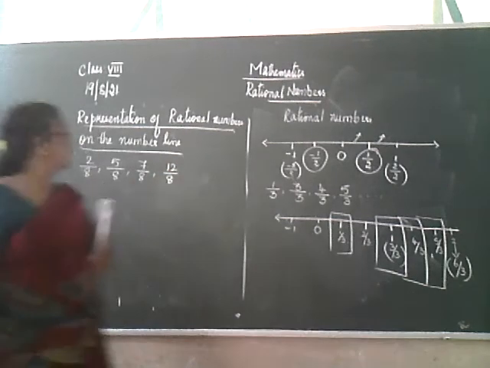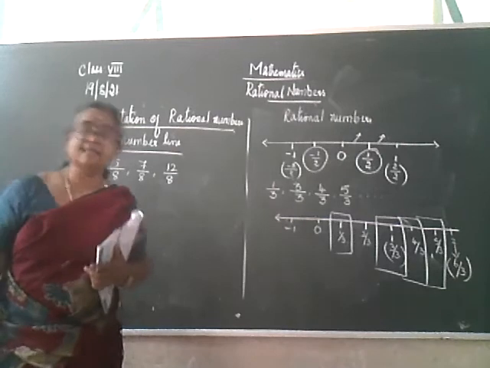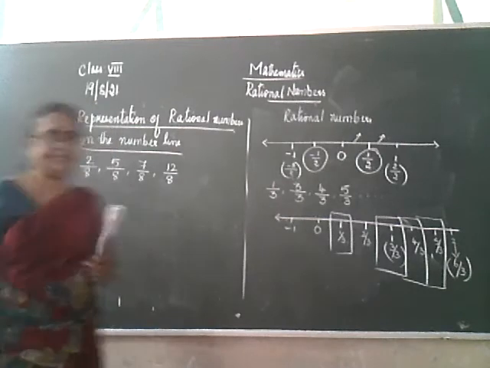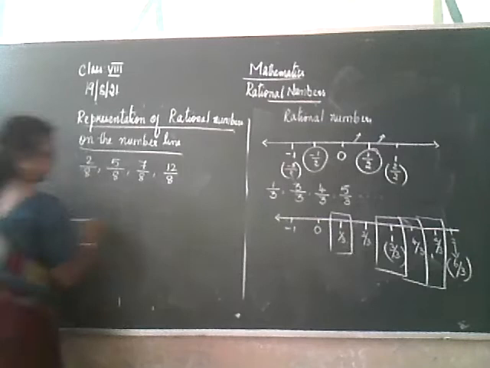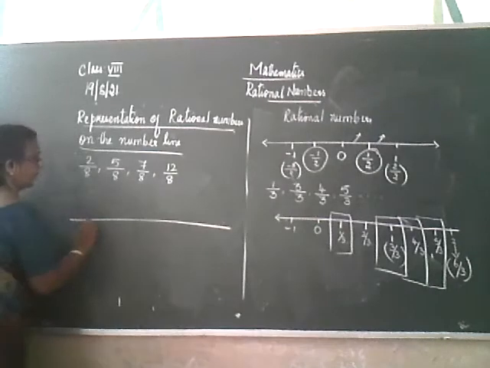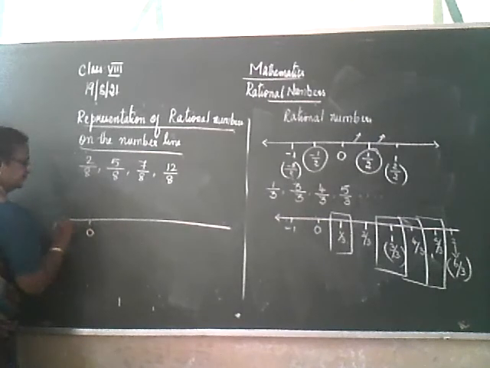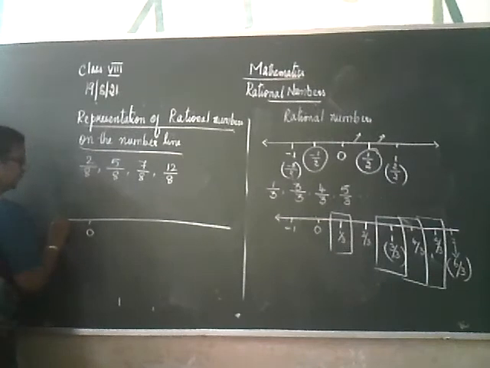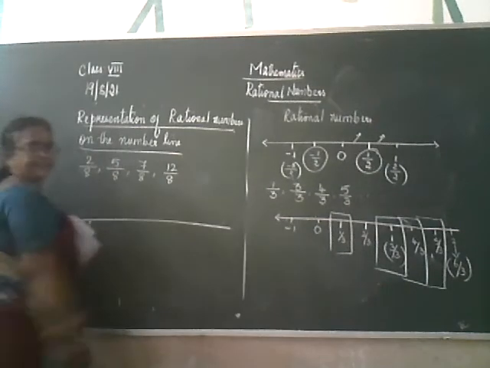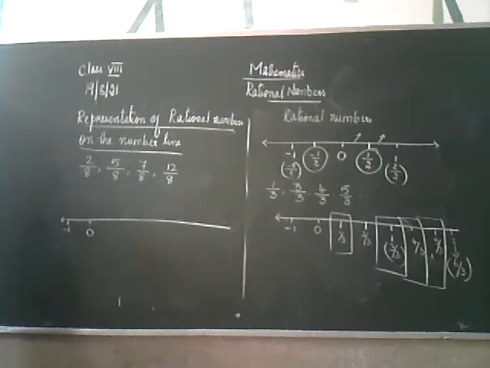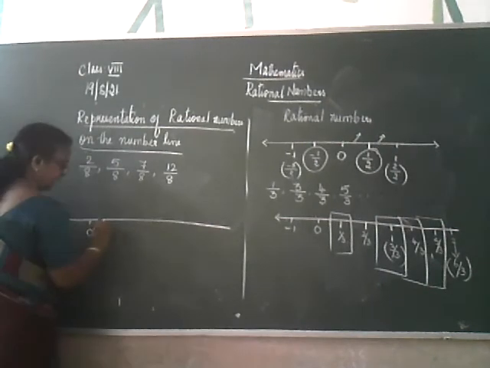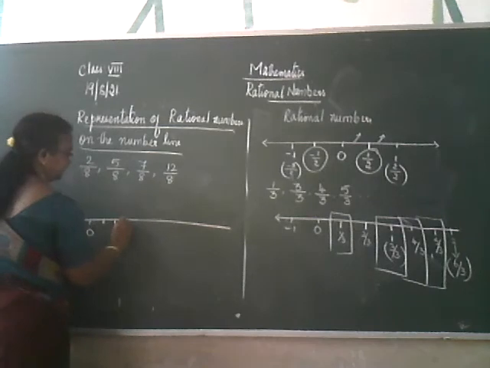By 8, 5 by 8, 7 by 8, 12 by 8. So when you want to represent, all are positive. So you must see the denominator. The denominator contains how many parts? 8 parts. So divide into 8 parts equally.